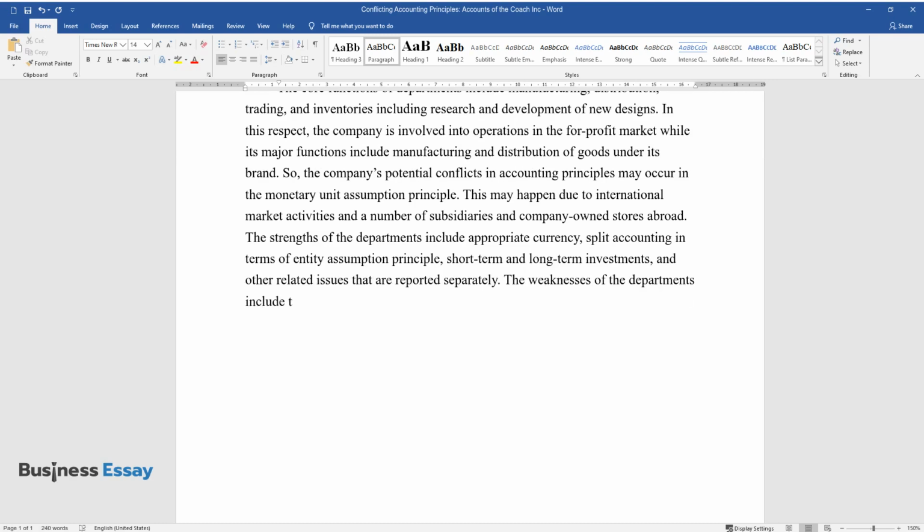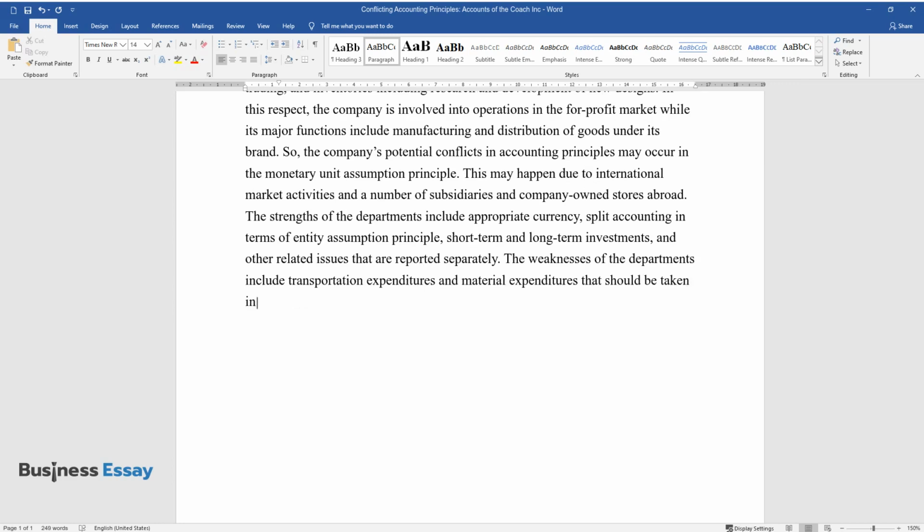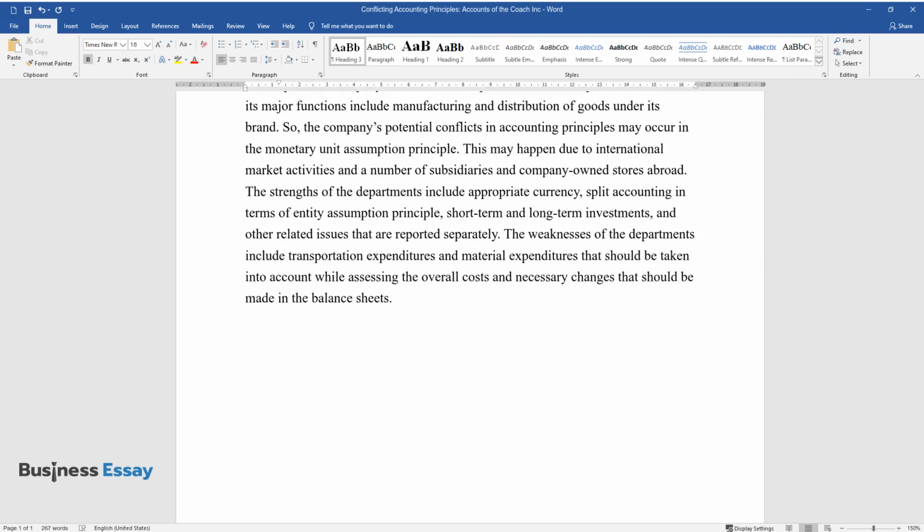The weaknesses of the departments include transportation expenditures and material expenditures that should be taken into account while assessing the overall costs and necessary changes that should be made in the balance sheets.